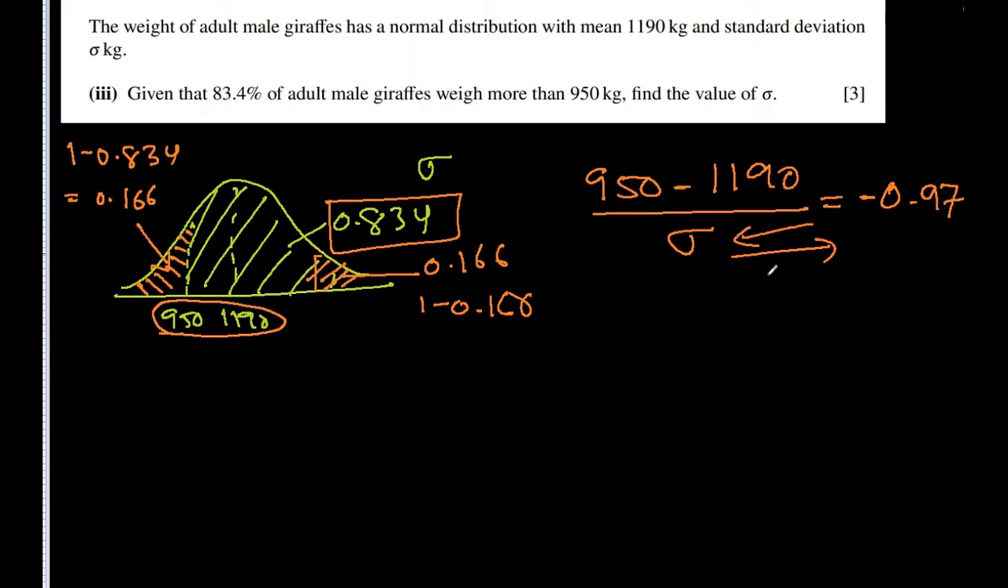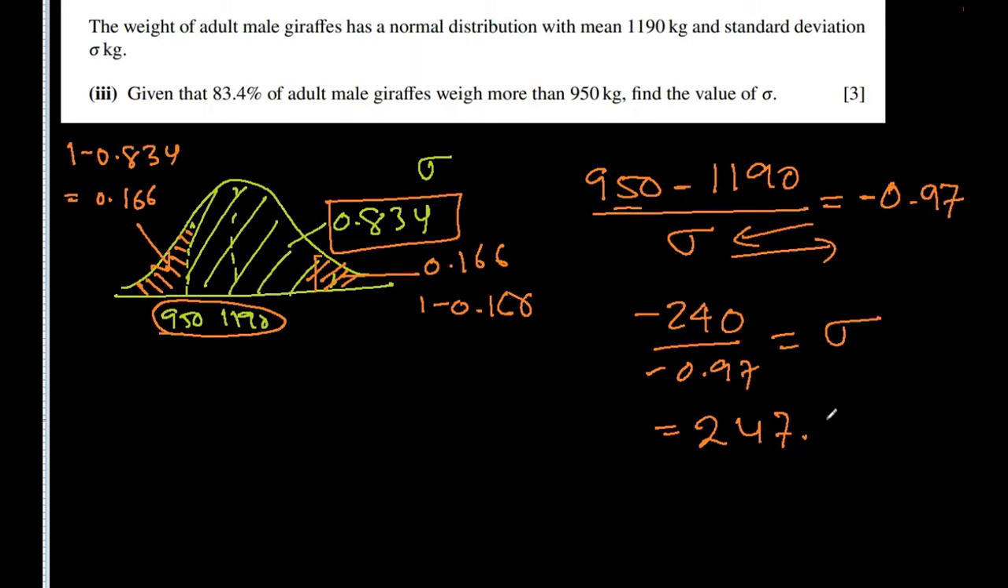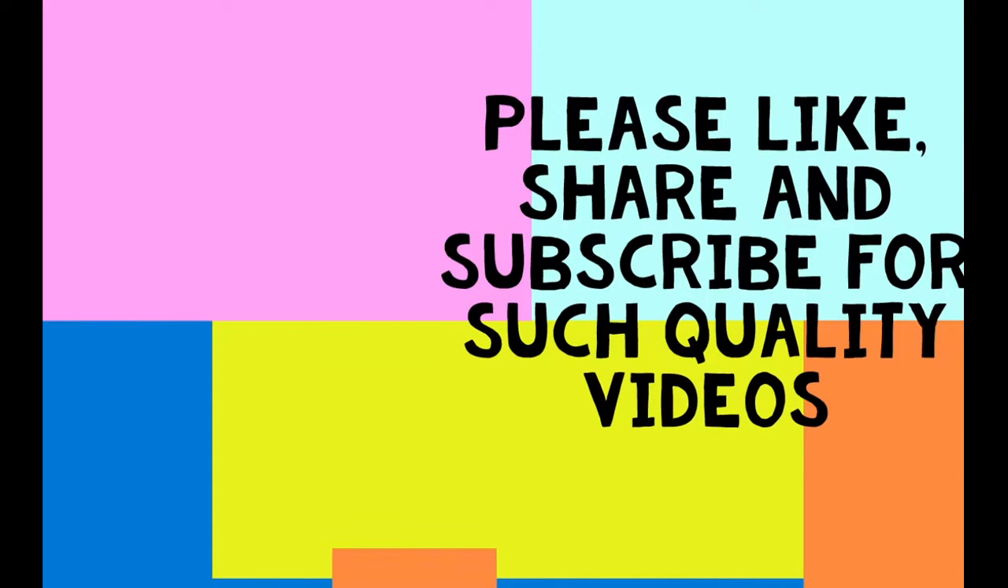So we can interchange their places. So 950 minus 1190 will be minus 240 over minus 0.97 equal to sigma, and 240 divided by 0.97 will be 247.42. To 3 significant figures, it will be 247.